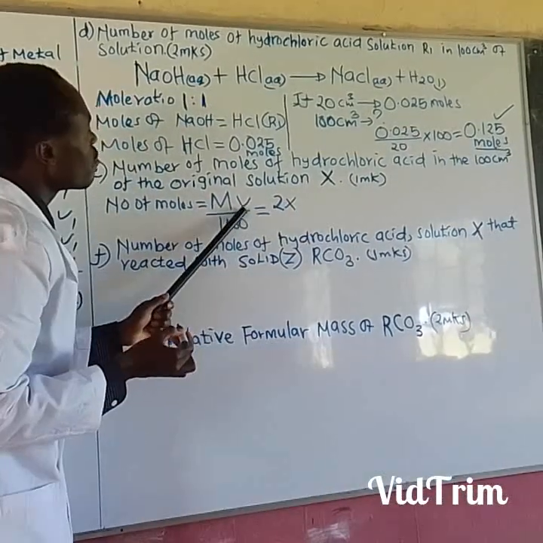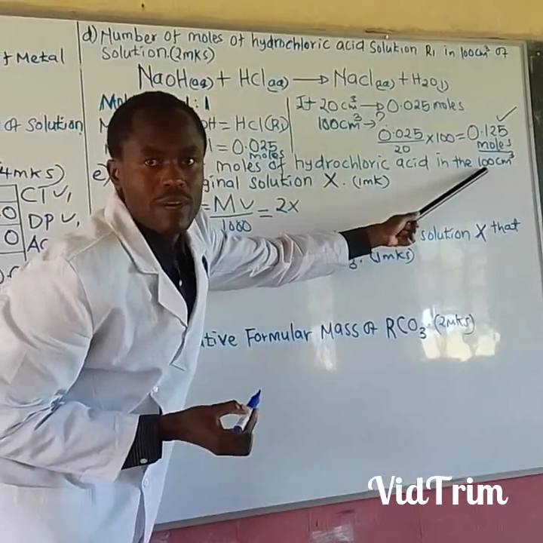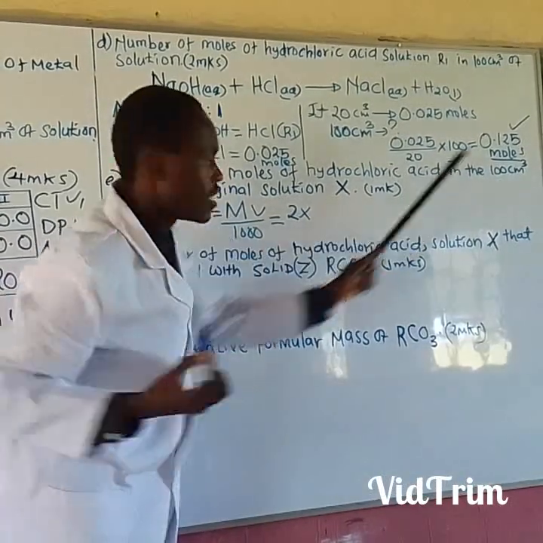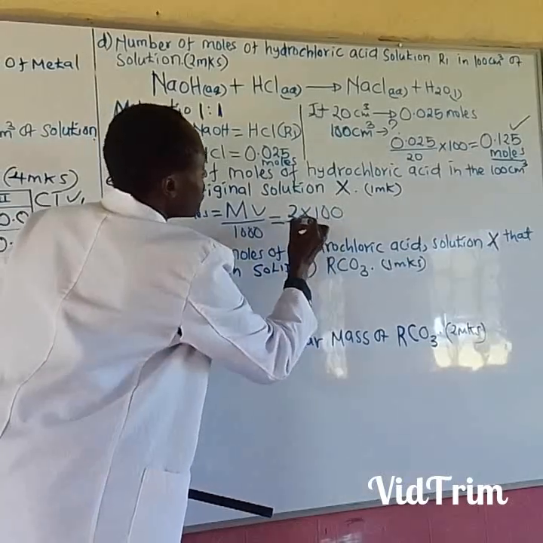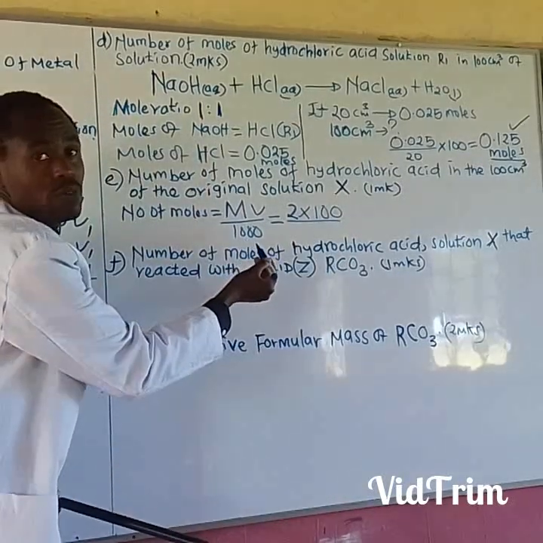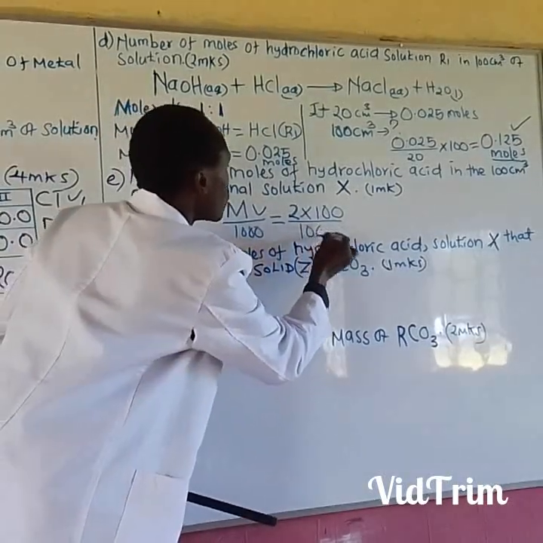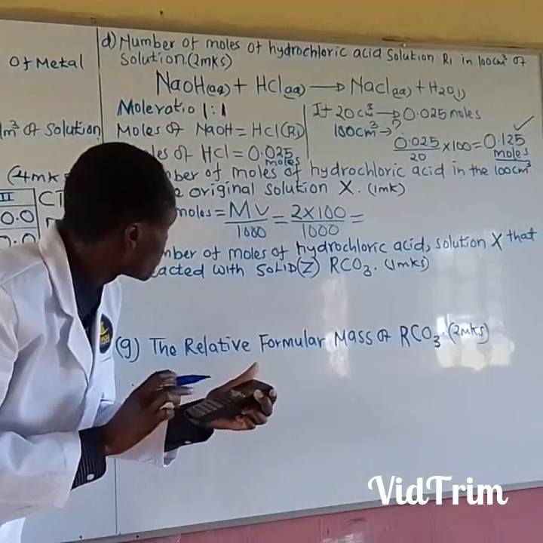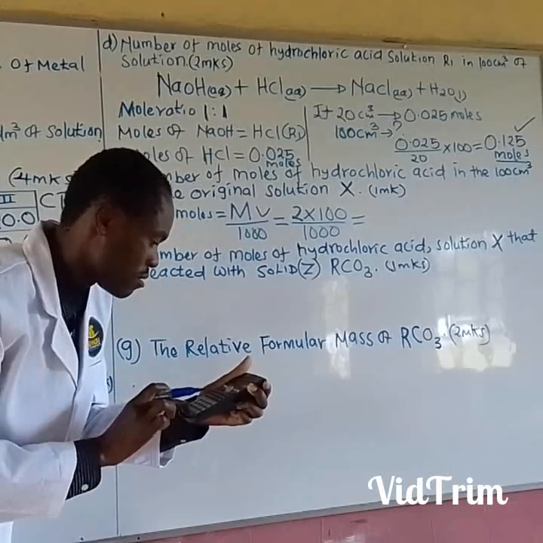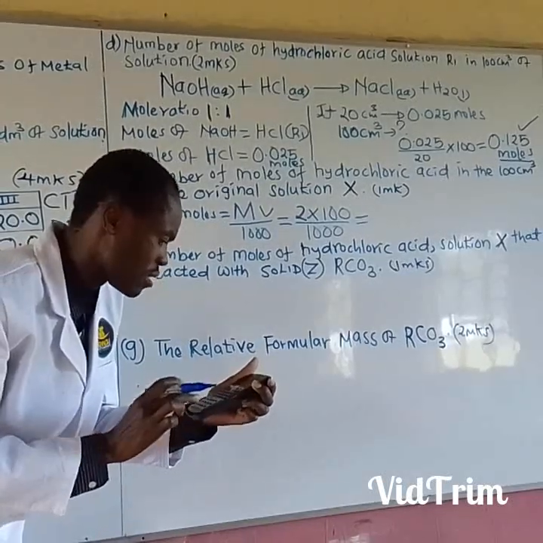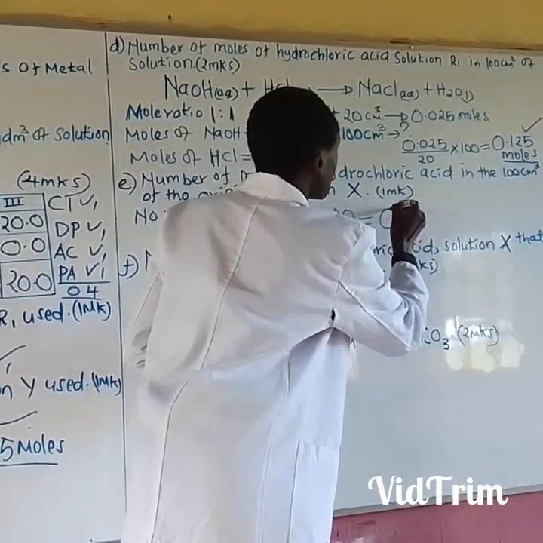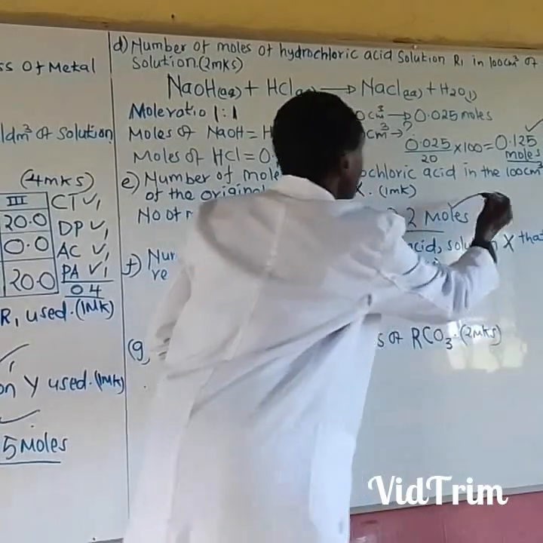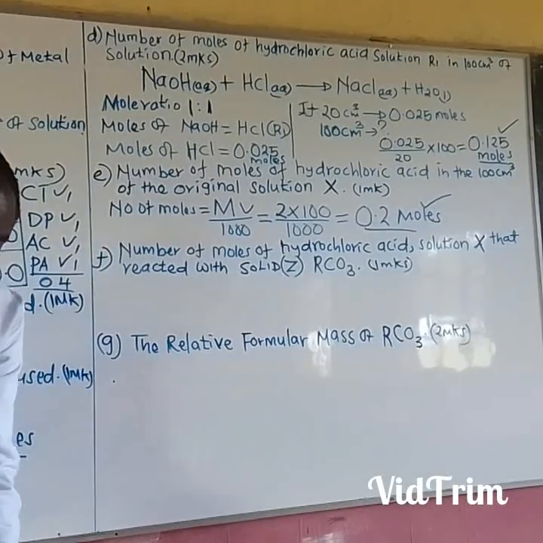Then times volume. Volume in the original is 100. Remember, I measured in a measuring cylinder. If you can go back and see, I measured 100. So the volume was 100. So I multiply by 100. Then divide by the constant, which is 1000, volume in 1 liter. So I divide by 1000. This one gives me, if I calculate, 2 times 100 divided by 1000. That is 0.2 moles. Is it okay, my student?